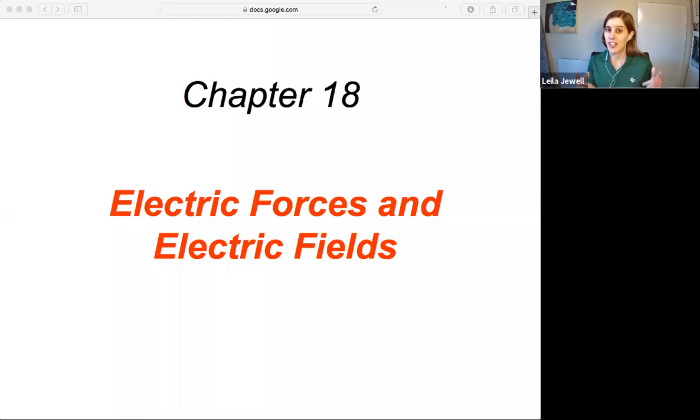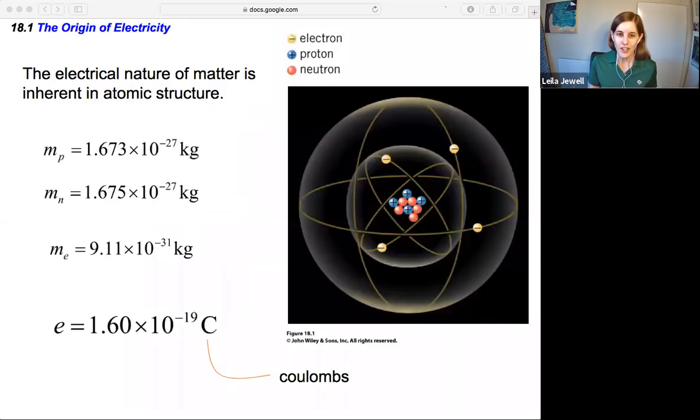Chapter 18, Electric Forces and Electric Field. Now, both of these concepts are really important, and we'll see that electric forces are really closely tied to our idea called the electric field. But before we get into either of those, we first want to talk about what makes up something electric, what makes up electricity. So that's what our first section is. Our first section is the origin of electricity, section 18.1.